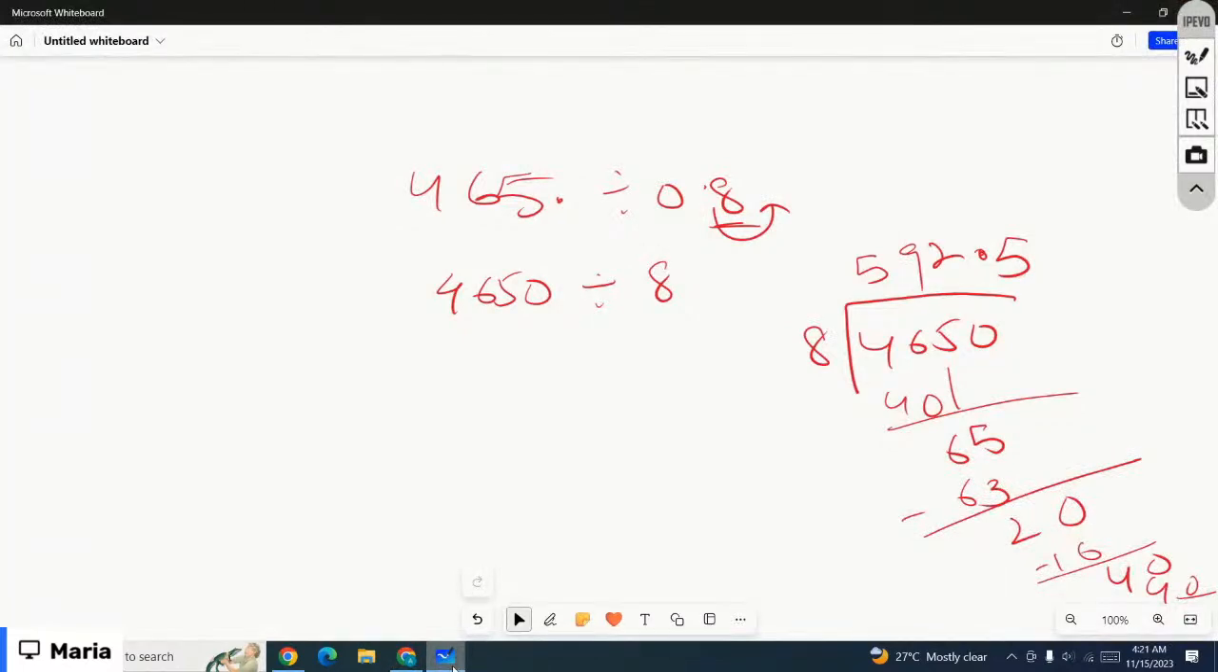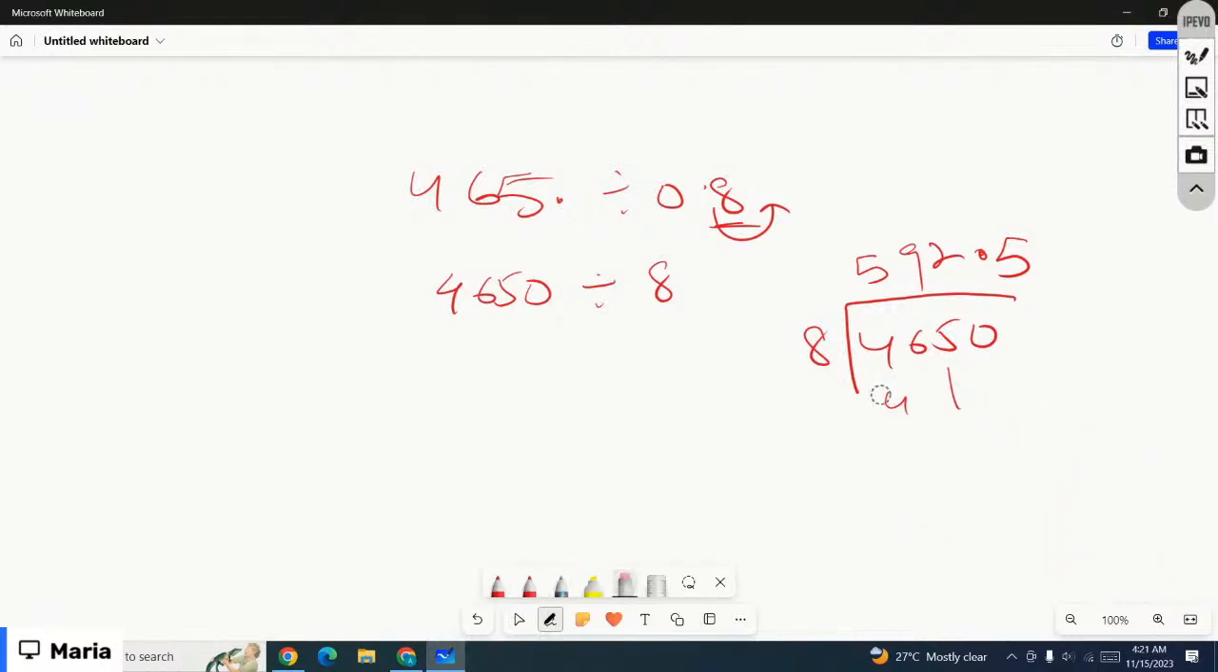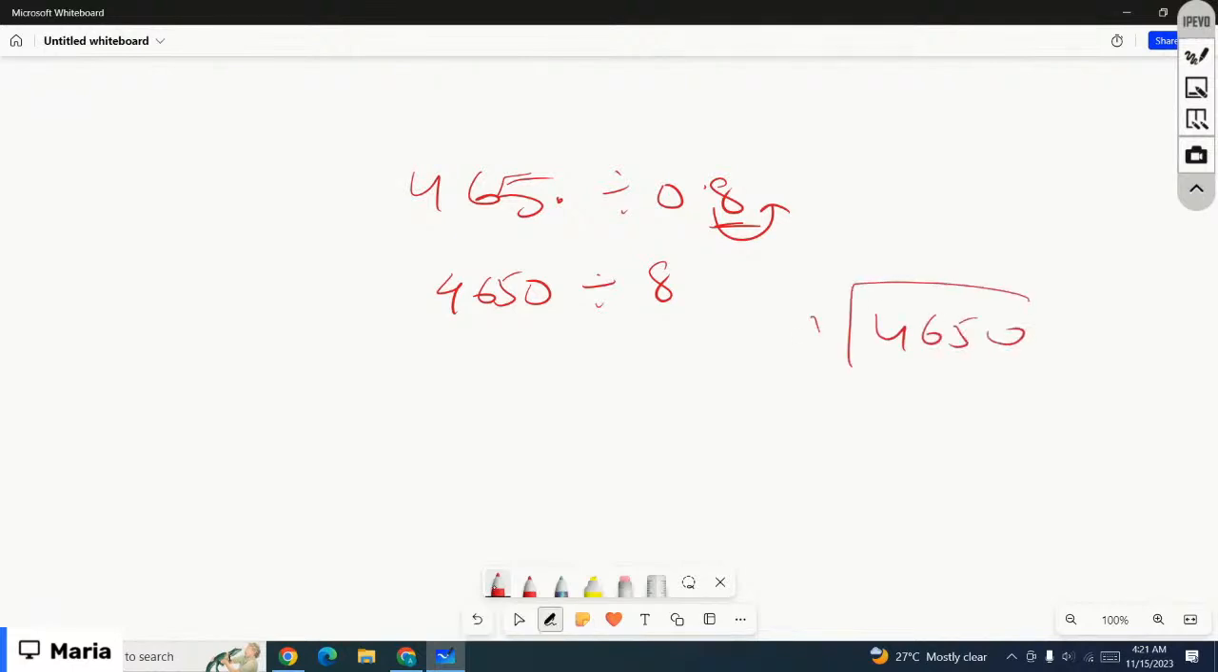8 times 5 is 40. Oh, 8 times 9 is not 63. Let me just divide again. I made a mistake here in dividing, right? Let's just do this one again. Okay, that is 4,650 divided by 8.